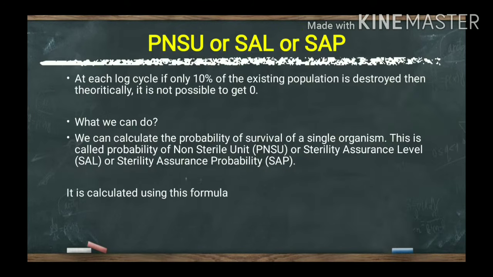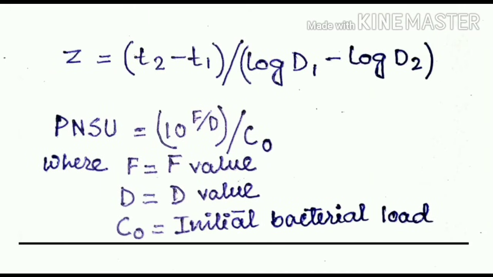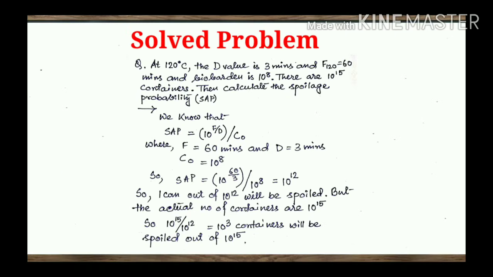The last and most important parameter is called the probability of non-sterile unit, or sterility assurance level, or probability. This parameter tells us the probability of spoilage in a batch. It is calculated using this equation. Here in this problem, I have calculated the probability of spoilage out of 10 to the power 15 canned products. Again, you can pause the video to watch how I solved this problem.